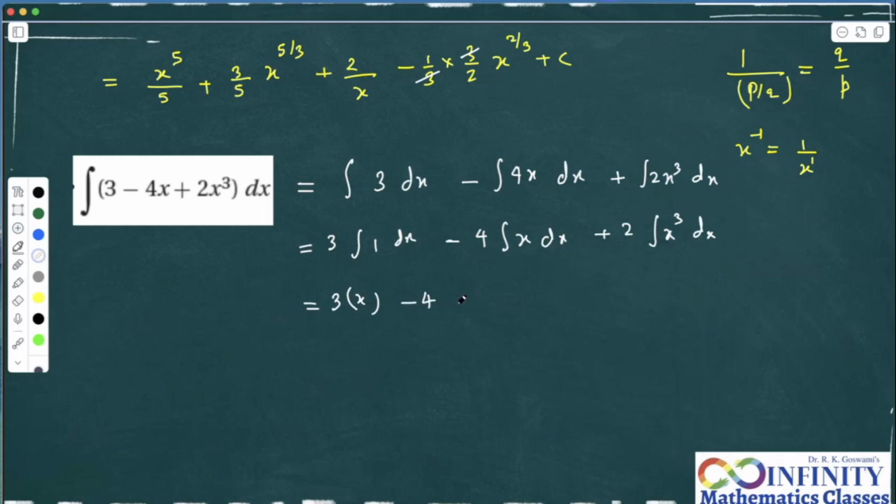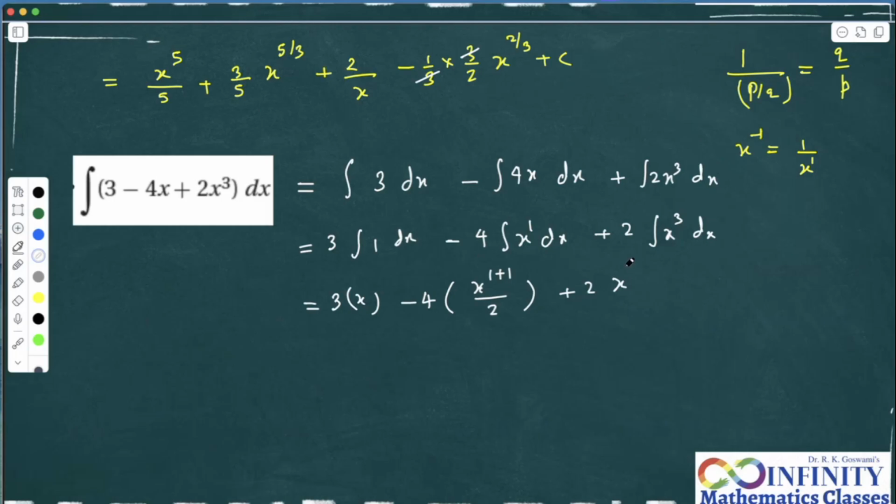I need not learn all the formulas. The question should be: whose derivative is this? Obviously, we have an explicit formula for x power 1. And what was the formula? The integration is going to be x squared, 1 plus 1 divided by 2. Perfectly okay. And what should be the integration of the last term?